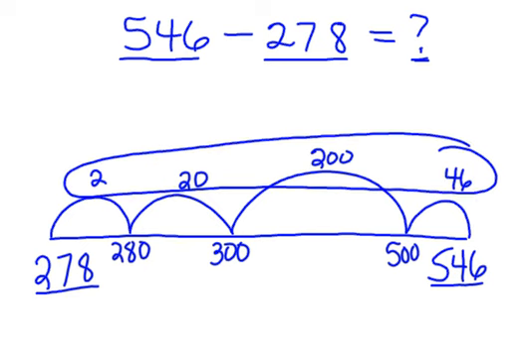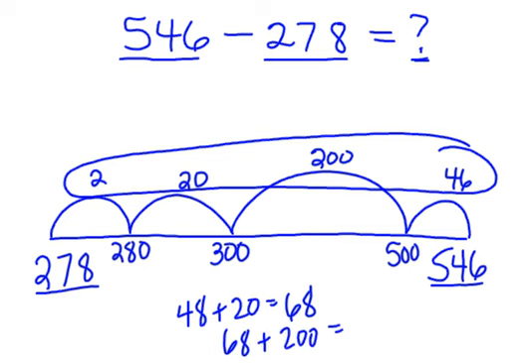So if I add up my numbers, and I can actually add these pretty quickly, if I add 46 plus 2, I get 48. And if I add 48 plus 20, I get 68. And if I add 68 plus 200, I get 268. And that is the answer to the question of how many baseballs I have left.